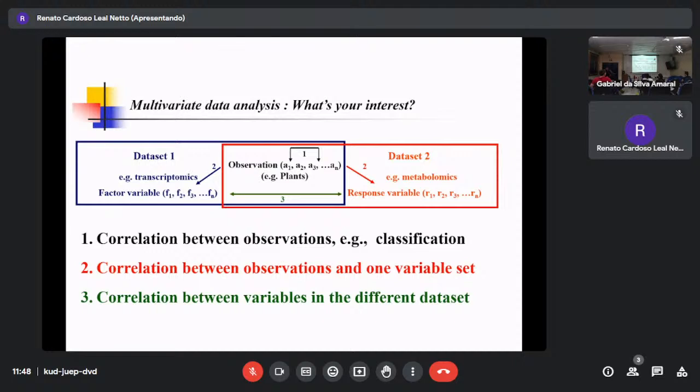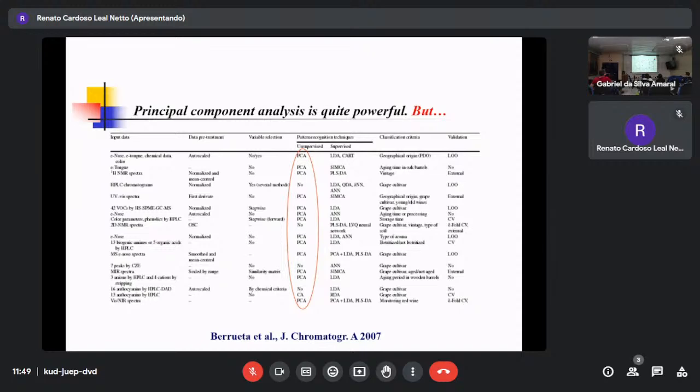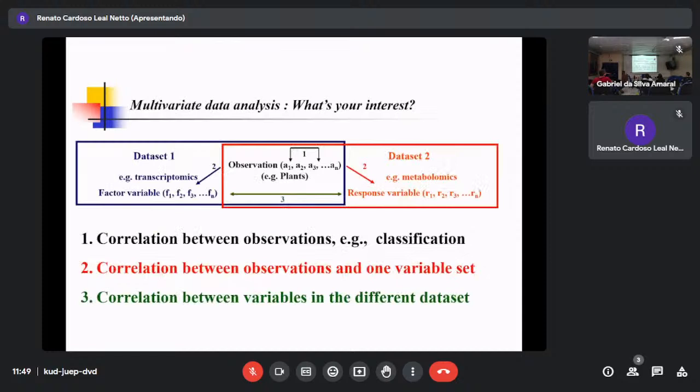Which means for the samples, I measure animal or mass, and I measure transcriptomic data. If these data correlate to each other, probably it's good. Which gene is related to which metabolite? Of course, there's a time difference. But here, PCA, then after PCA, here is the correlation between observation and one variable set, and correlation between variables in the different data. You have to decide how to do it.